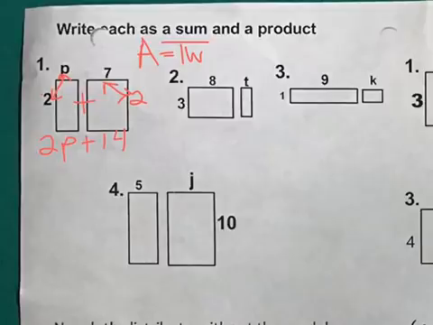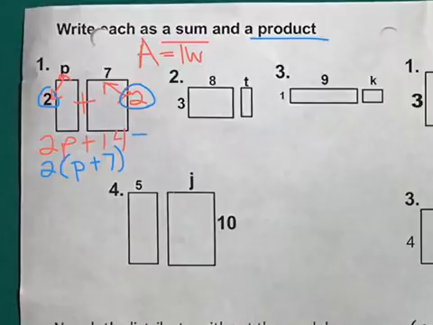So now we're going to find the area as a product. If you notice, the 2 is the same. The height is the same. So what you're going to do is multiply that 2 for the height times p plus 7, and that's the distributive property. 2 parentheses p plus 7 is the same value as 2p plus 14. They are equivalent expressions. One is written as the area as a sum, and the other one is written as the area as a product.